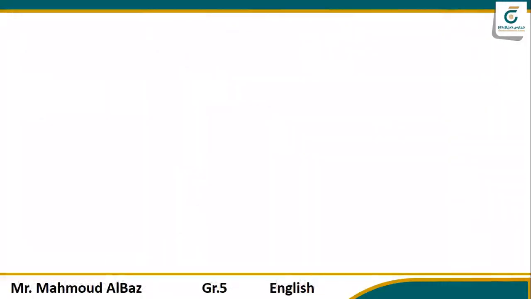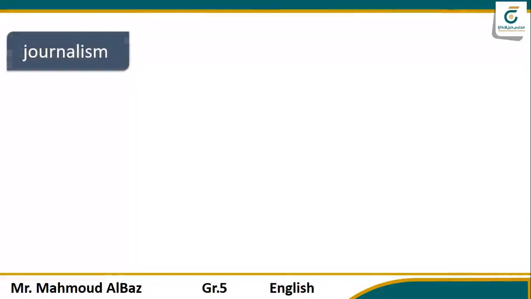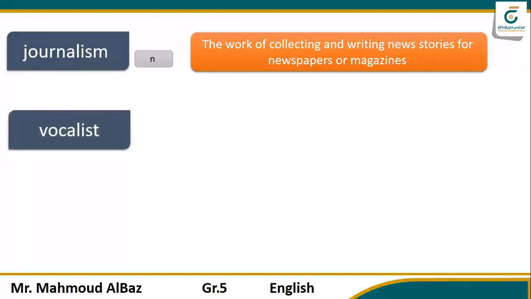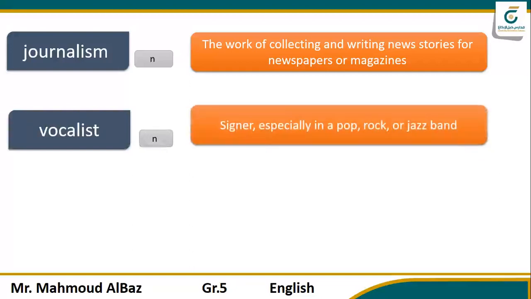Next word, journalism. It's a noun, and it means the work of collecting and writing news stories for newspapers or magazines. You know the word journal, journalist, journalism. This is the work of collecting and writing news stories for newspapers or magazines. The word vocalist is a singer, especially in a pop, rock, or jazz band.